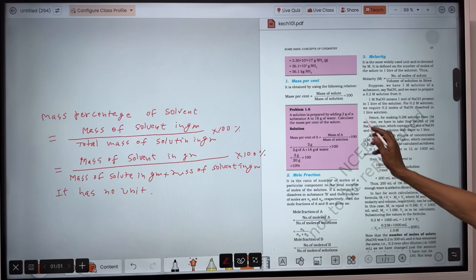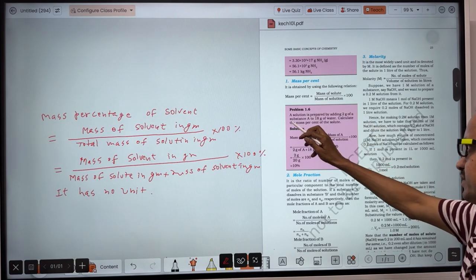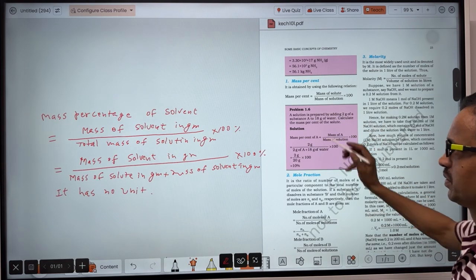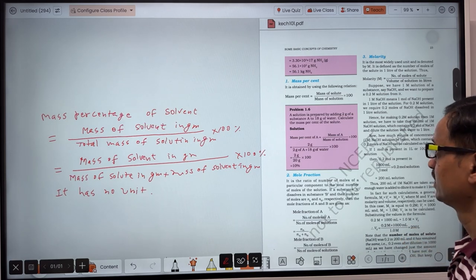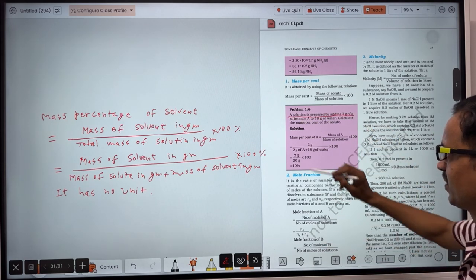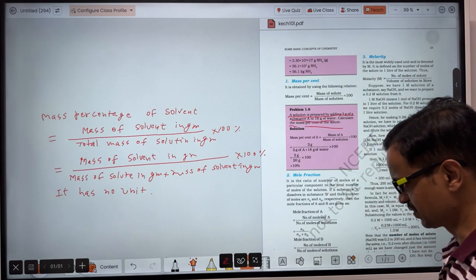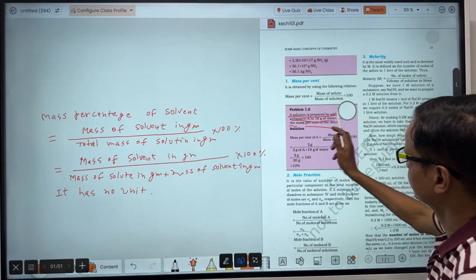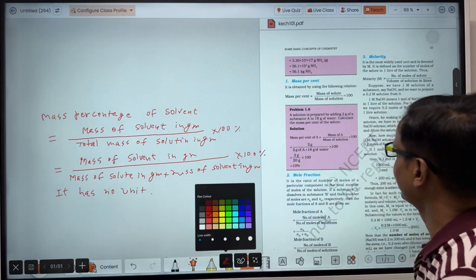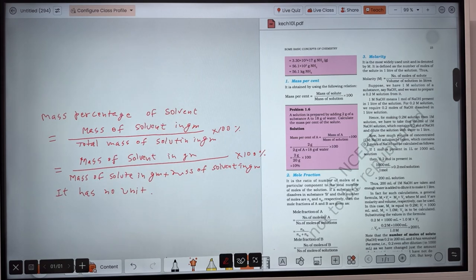Now let's see about this question. In the question, it is telling that 2 gram of a substance has been dissolved in 18 gram of water. So what will be the mass percentage of the solute? The question is asking that when 2 gram of a substance is dissolved in 18 gram of water, then what will be the mass percentage of solute?